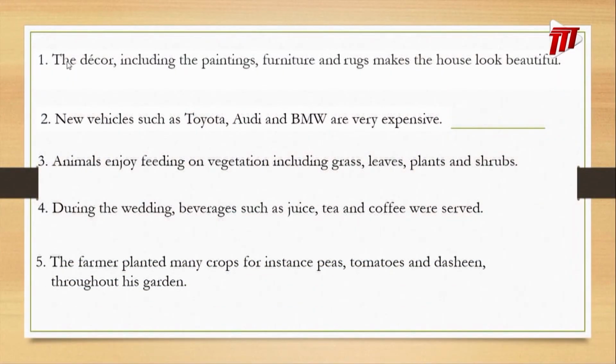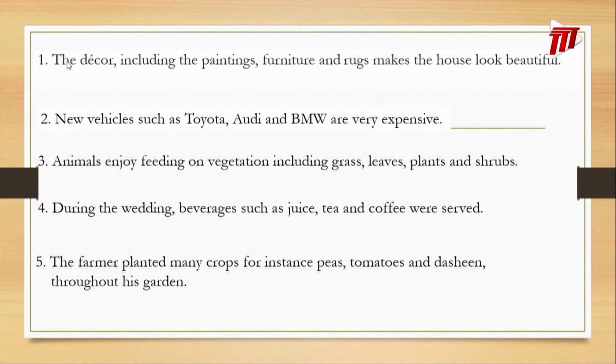The farmer planted many crops, for instance, peas, tomatoes, dasheen, throughout his garden. We want to know the meaning of the word crops. The signal words, for instance, the examples, peas, tomatoes, and dasheen, all plants that give us food when they are reaped. So we can infer here that crops are plants that we can reap.